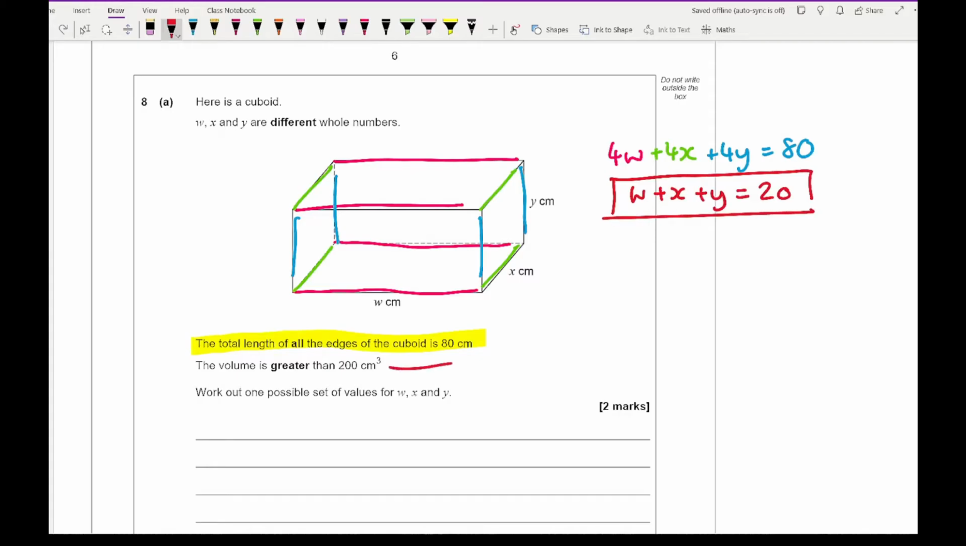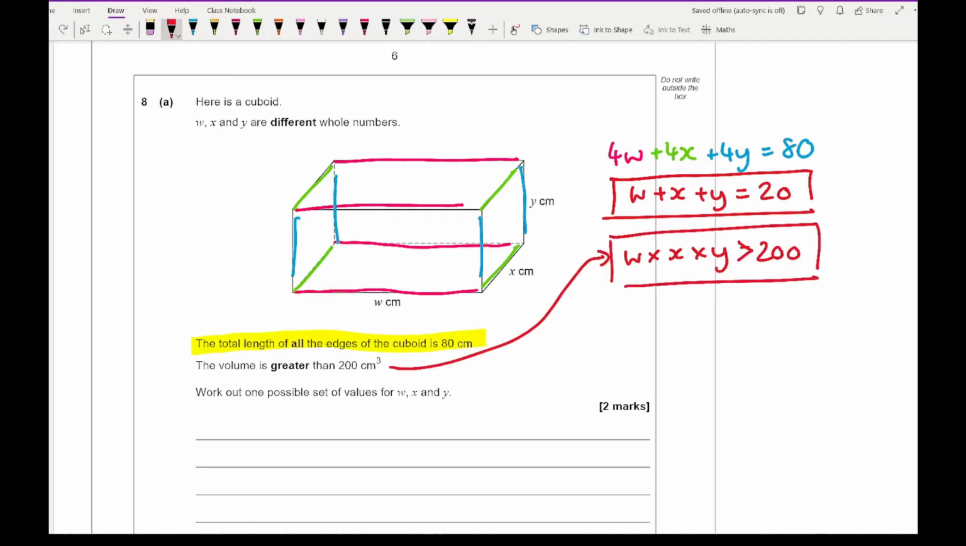Now I know from this statement here that w times x times y has got to be greater than 200. So what you're looking for are 3 numbers, all different, that add together to equal 20, but multiplying all of those 3 numbers has to be bigger than 200. It's really important that you do write down what's written in those 2 boxes. So the possible answers you could have, and there's quite a few, you can have 11, 5 and 4. You can have 10, 7 and 3. You can have 10, 6 and 4. You can have 9, 8 and 3.